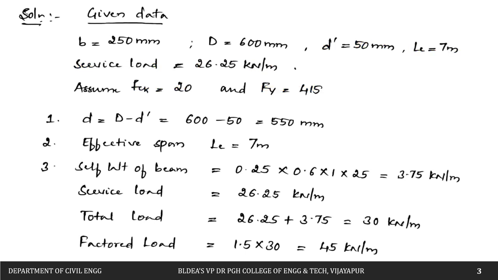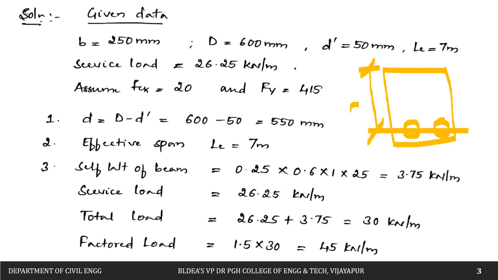Now we have to calculate the effective depth of the beam. For example, if this is the beam and you are going to have the reinforcement like this, from the center of the steel till the top, this distance is nothing but the effective depth. Already they have given the overall depth as 600, and this cover is 50 mm. So we require 600 minus 50. If we do that, we get the effective depth. So the first step is to calculate the effective depth: 600 minus 50 is equal to 550 mm.